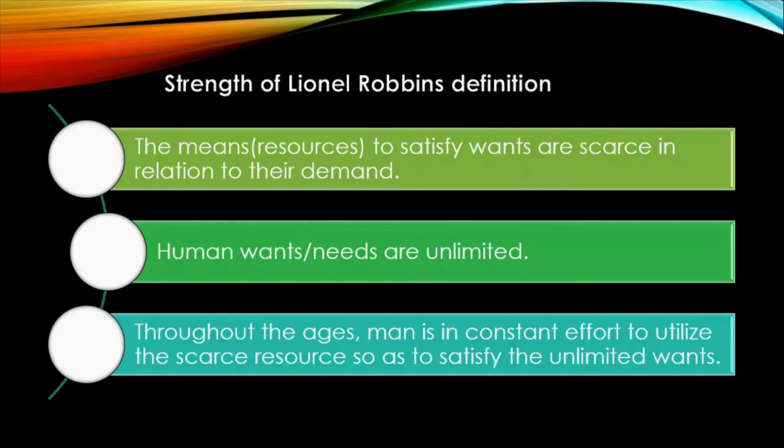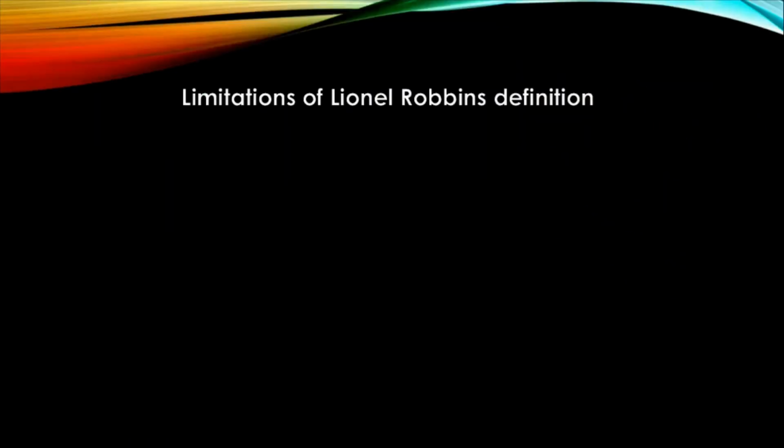So this brings us to the end of the strengths of Robbins' definition, which is the widely accepted definition of economics. However, that doesn't mean that it has no limitations at all. We shall take a quick look at some of the limitations which can be found or highlighted in the widely accepted definition of economics according to Robbins.